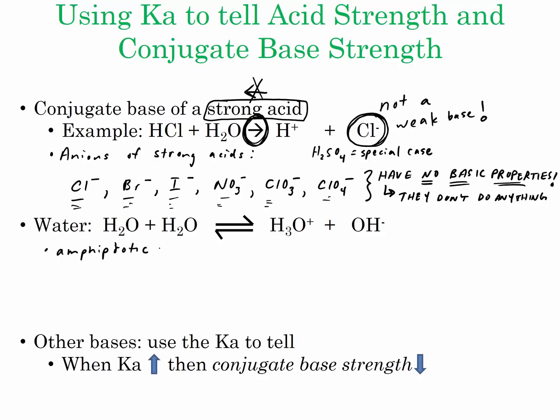Amphiprotic. That means kind of like if someone's ambidextrous, then they can write with both hands, or they can throw with both hands. So water is amphiprotic, meaning it's an acid or a base. And H2O, by comparison to other weak acids and weak bases, is a very weak acid or base.